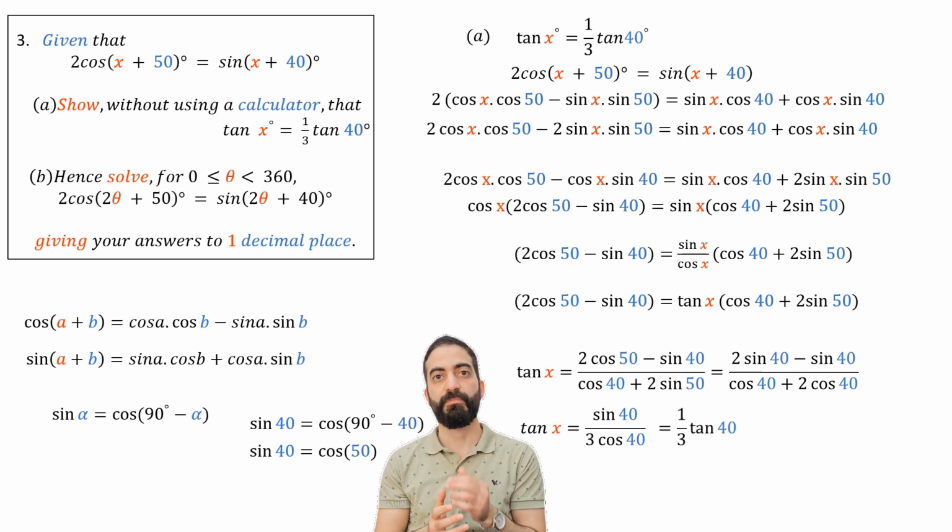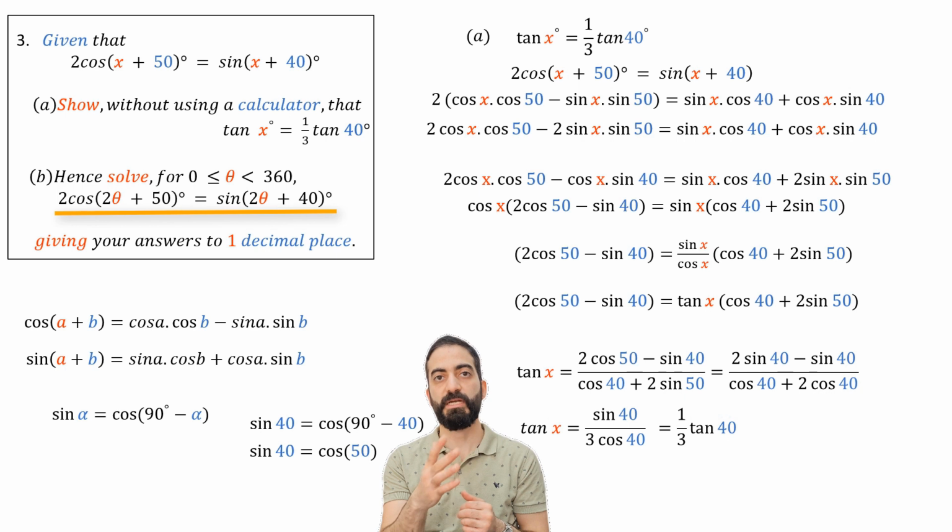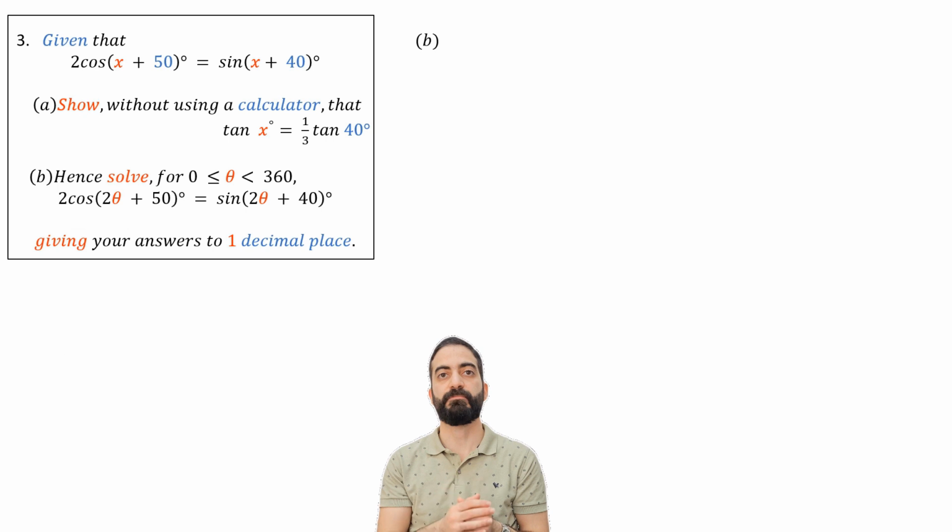We now move to part B. Hence solve for theta between 0 and 360 degrees: 2 cos(2θ + 50) degrees = sin(2θ + 40) degrees, giving your answers to one decimal place.